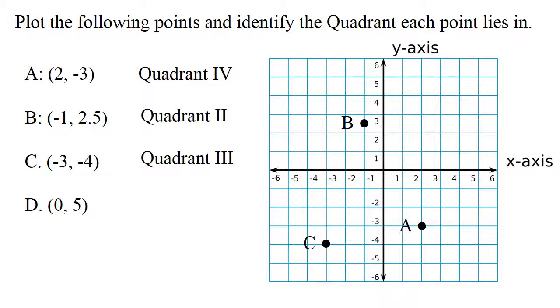And then (0, 5), that's starting from the origin. Don't go left or right, but go up 5, and that would be point D, and that is in quadrant, well, it's not in a quadrant, it's actually on the y-axis. Points on the axes are not in quadrants. Notice the x value is not positive or negative. 0 is a neutral number.